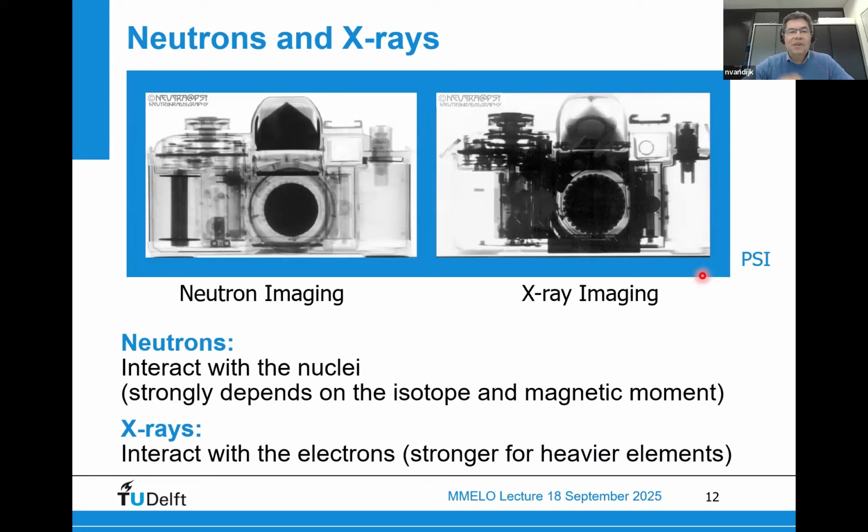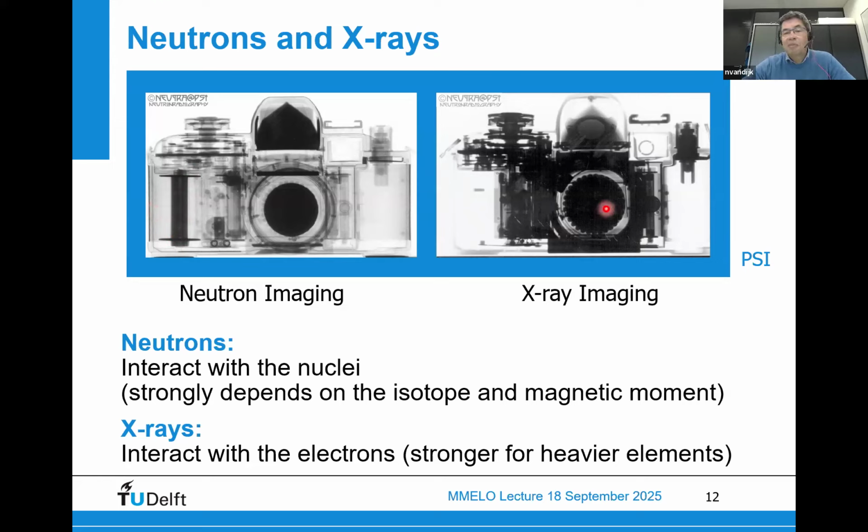Now, to get a feel for how neutrons interact with things, we can compare it to what X-rays do. So this is an old-fashioned camera, not a digital camera, but one where you actually transport film. If you then put it in a neutron beam, then you see that essentially all the metal parts, like the aluminium casing, are transparent to neutrons, but you lose a lot of intensity when you meet the plastic parts. So it interacts strongly with hydrogen, and that means that the transmission is low for hydrogen-containing parts.